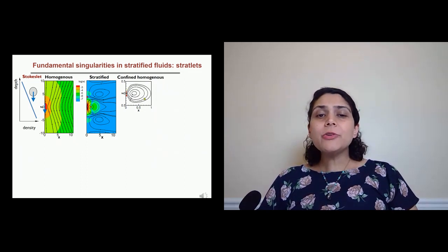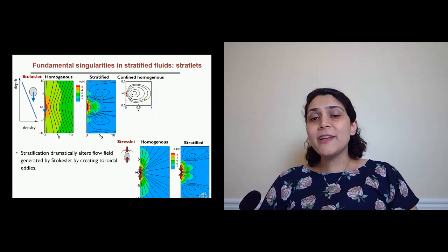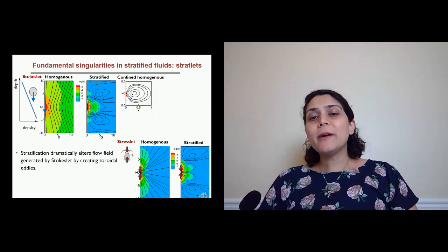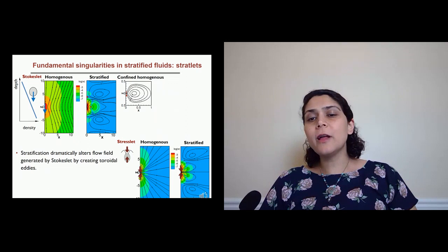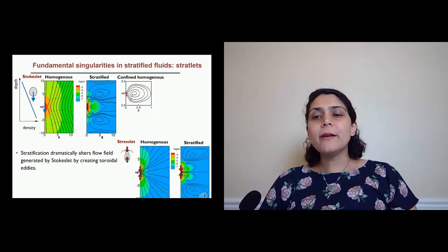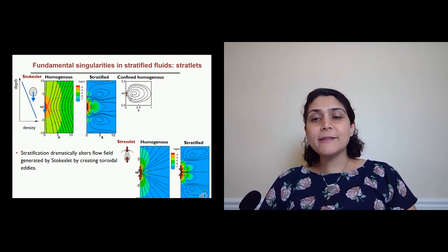If you're interested in the swimming of a microorganism, that can be modeled as a force dipole, because there's a thrust generated by the flagella and a drag force acting on the cell body. And this force dipole in a homogeneous fluid generates a radial flow, which decays as 1 over r squared. But in a stratified fluid, we see formation of these toroidal eddies. But how can stratification affect the life of these organisms?